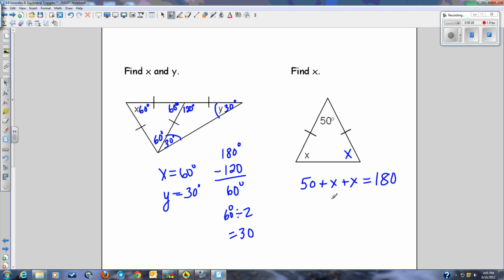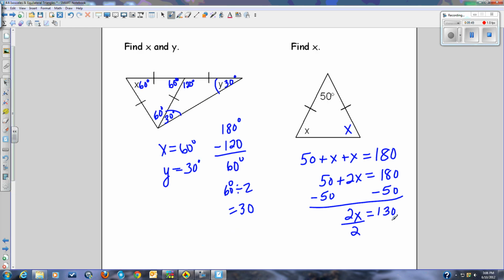Let's combine our like terms, so we have 50 plus 2x. We have a nice equation here, which equals 180. Subtract 50 from each side to start solving it. So we have 2x equals 130. Dividing each side by 2, we get that x is 65 degrees.